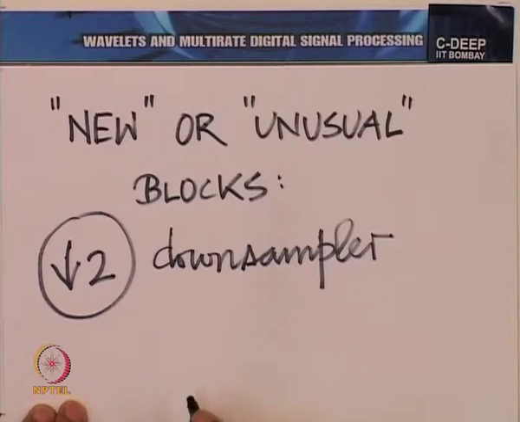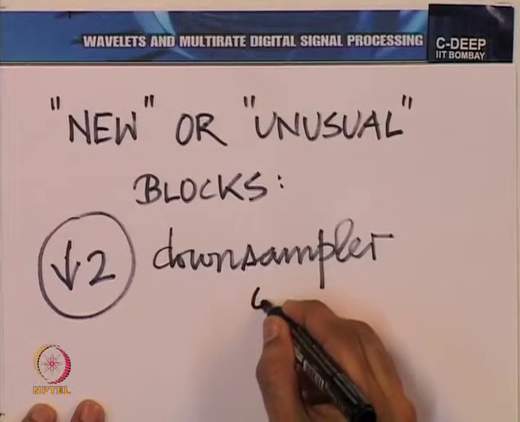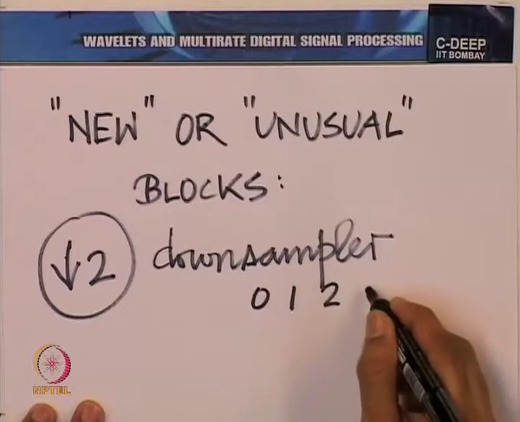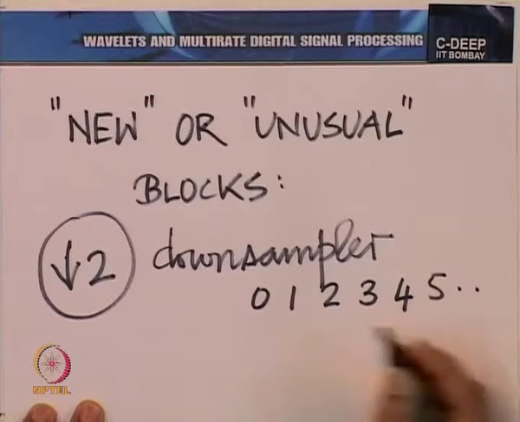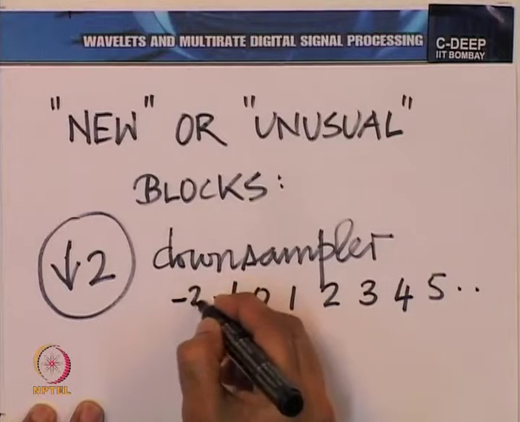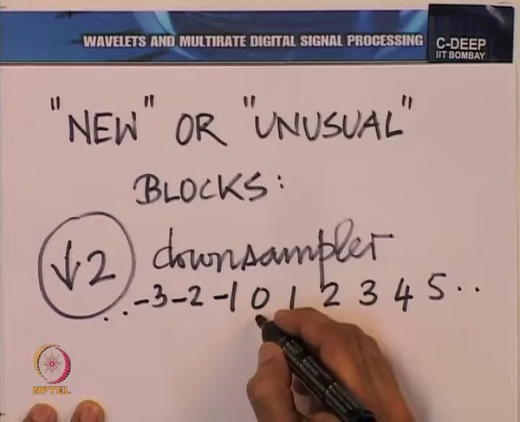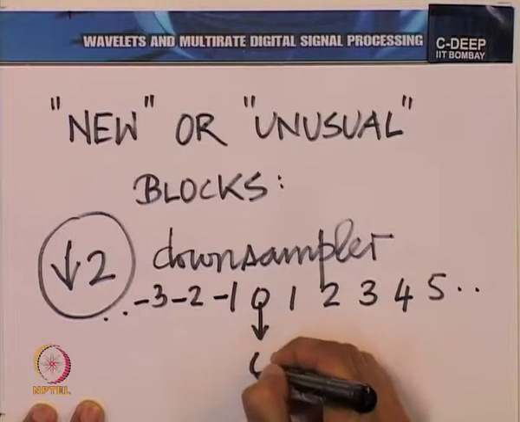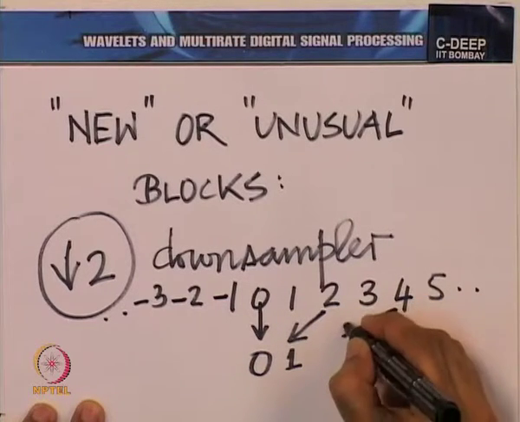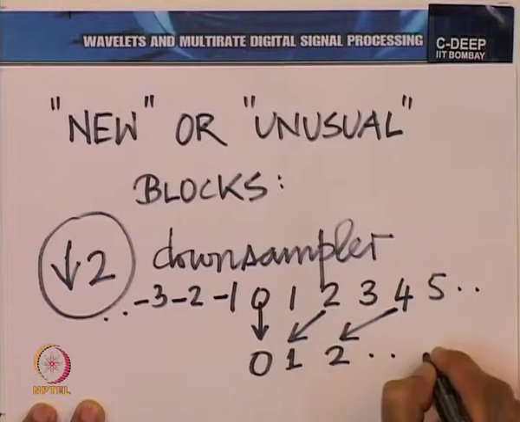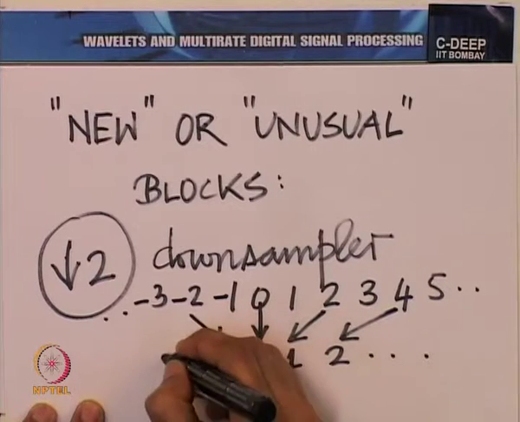And you know what the downsampler did. When you had a sequence indexed by the integers, so let us say it is indexed by 0, 1, 2, 3, 4, 5 and so on, and of course, minus 1, minus 2, minus 3 and so on this side. The downsampler lets the 0 sample go to the point 0, the 2 sample to the point 1, the 4 sample to the point 2 and so on and so forth. And on this side the minus 2 sample comes to the point minus 1 and so on and so forth.